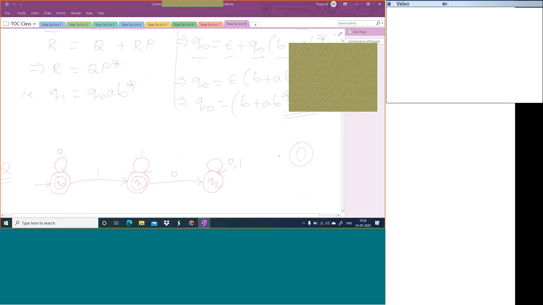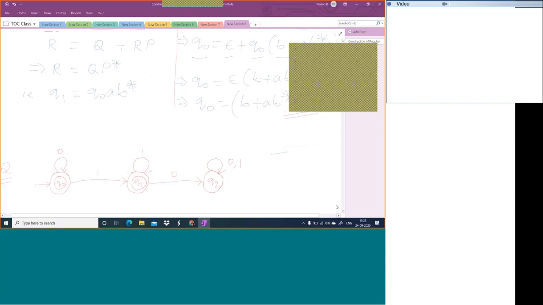This is the answer. This is the automata. And what is the answer for this one? This is (A plus 2) whole star. Okay. Yes, sir. But what did I give in this question?